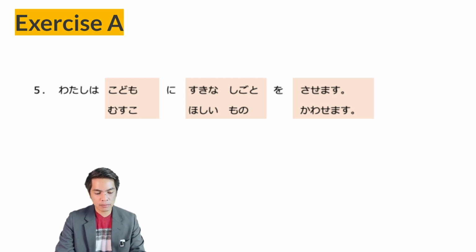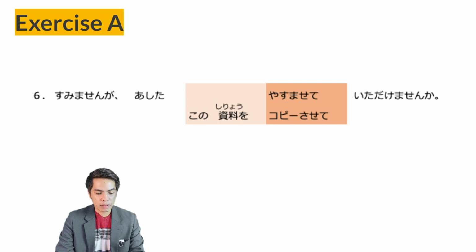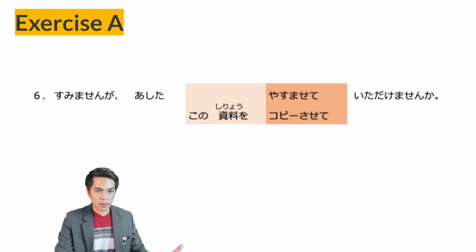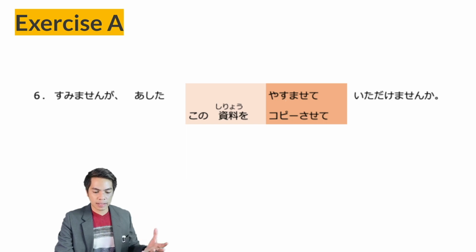Next line. Watashi wa musuko ni hoshii mono o kawasemasu. I let my son, musuko ni, hoshii mono o kawasemasu, from the verb kaimasu. So I let my son buy the things that he wants. Number 6. Sumimasen ga ashita yasumasete itadakimasen ka? So, sumimasen ga, excuse me, ashita, tomorrow, yasumasete itadakimasen ka? From the verb yasumimasu, to take a rest. Yasumasete itadakimasen ka? So, asking someone a favor to let you, and the verb yasumimasu, to let you take a rest. Yasumasete itadakimasen ka?